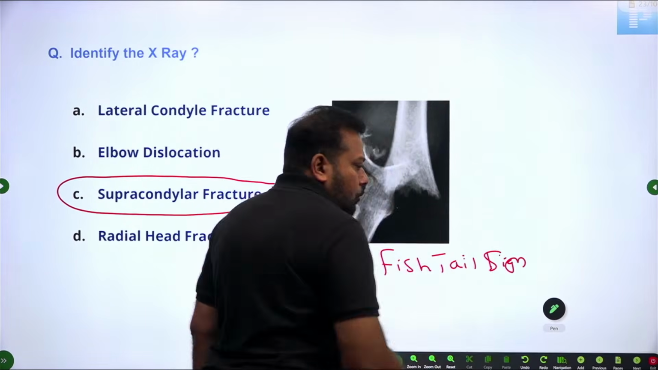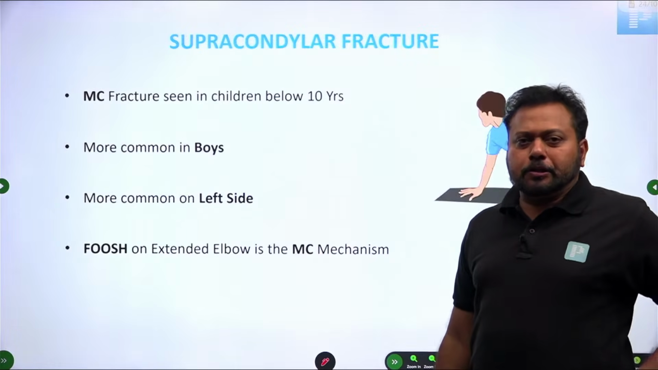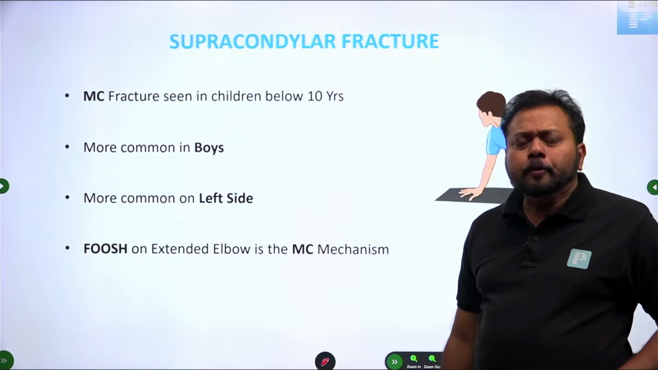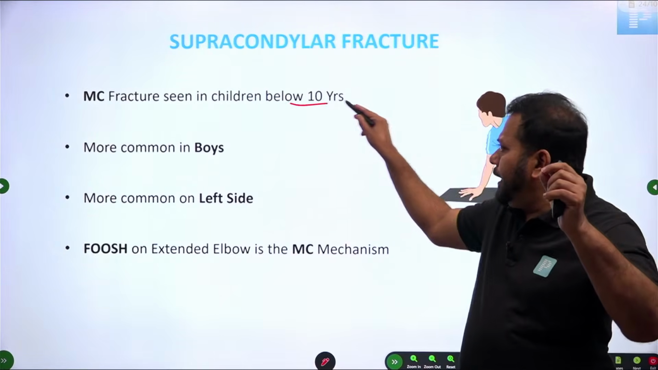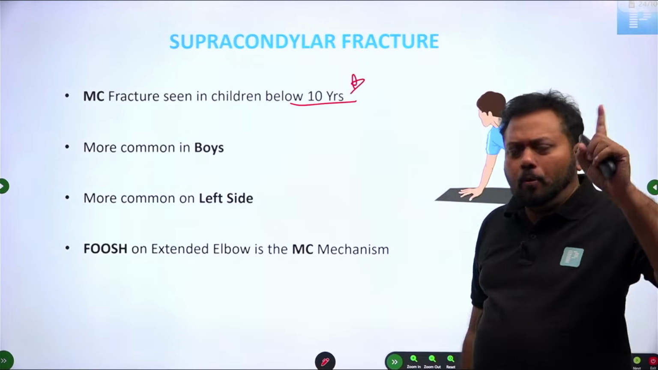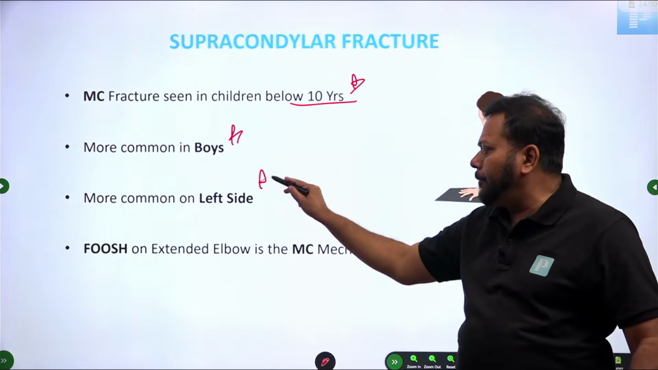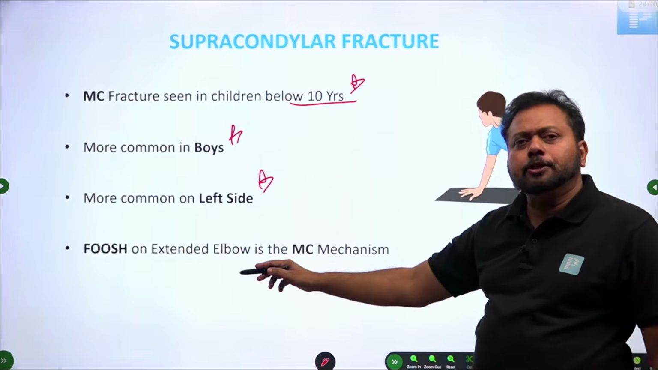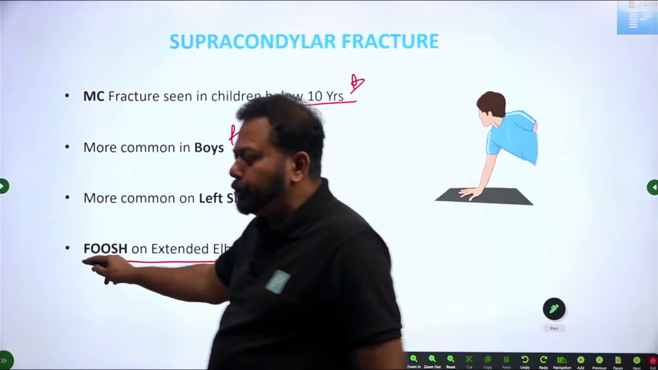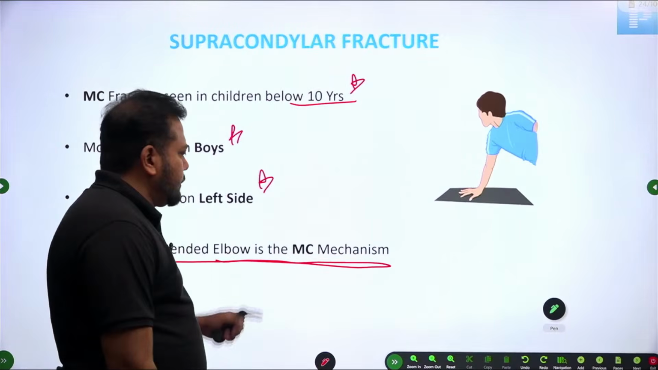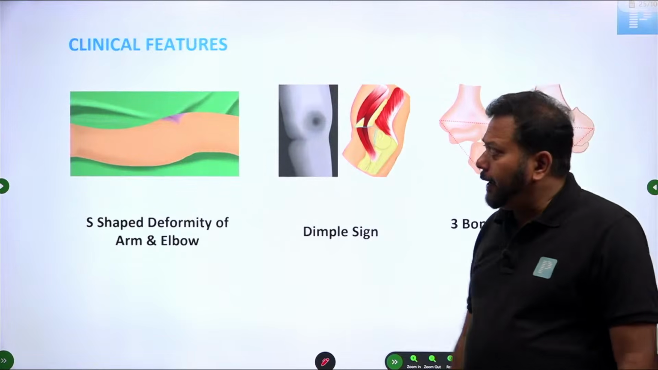Quickly, in 5 minutes, we will do a last-resort revision of supracondylar fracture. Supracondylar fracture is common in children below 10 years. Point number 1. More common in boys. Point number 2. More common on the left side. Point number 3. Fall on an outstretched hand with the elbow in extension, FOOSH on an extended elbow, is the most common mechanism. Point number 4.